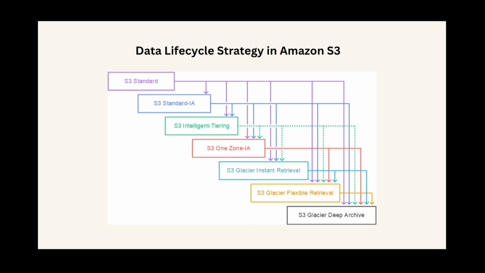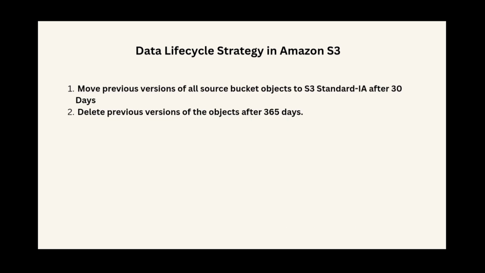S3 Lifecycle policy automatically transfers data to different storage classes without any changes to the website. Transition actions transition to another storage class. Expiration actions define when objects expire. We will configure 2 rules in this video.